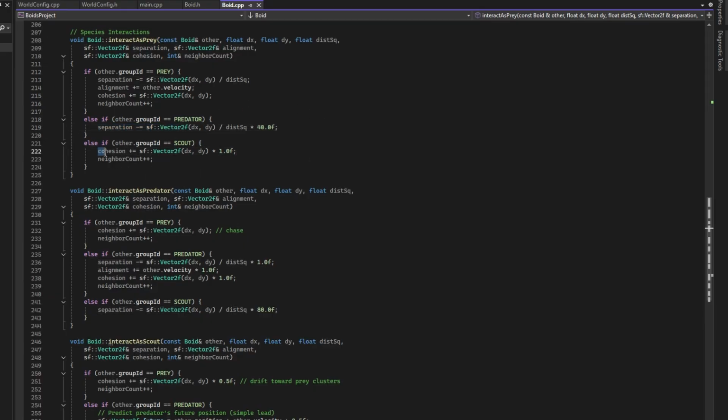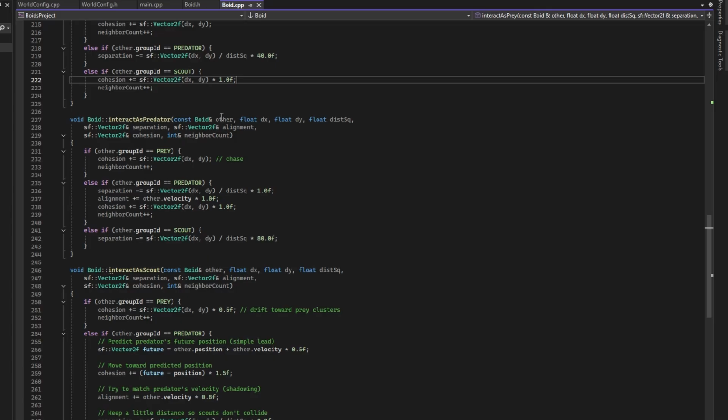Now with scouts, the predator wants to have cohesion with the scouts, and they want to be as close to a scout as if the scout were prey. But they don't try to align or separate from scouts. They do their own thing, but they want to be nearby. Predators, on the other hand, chase. So their cohesion, they try to follow the prey.